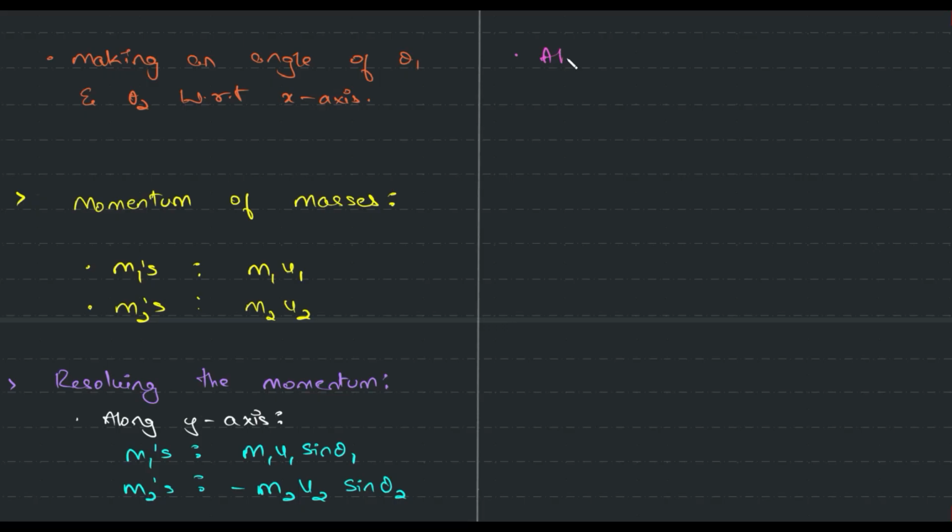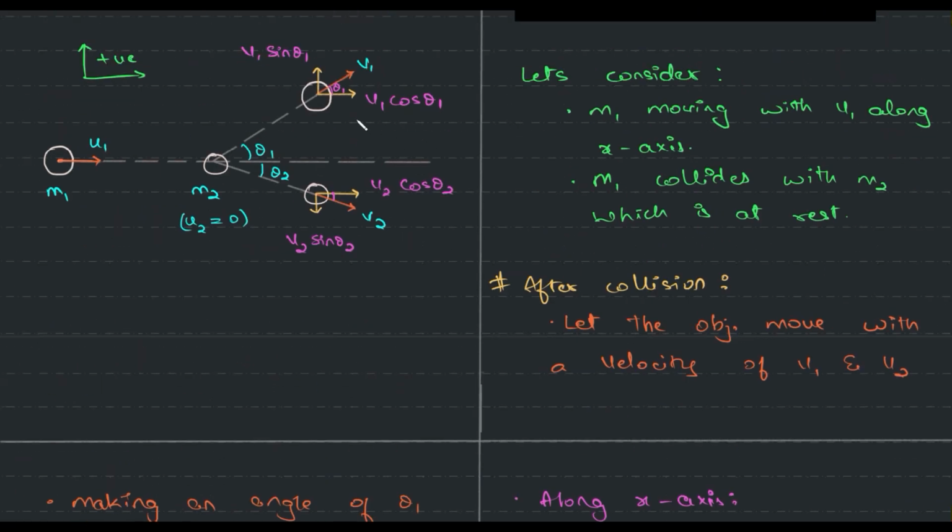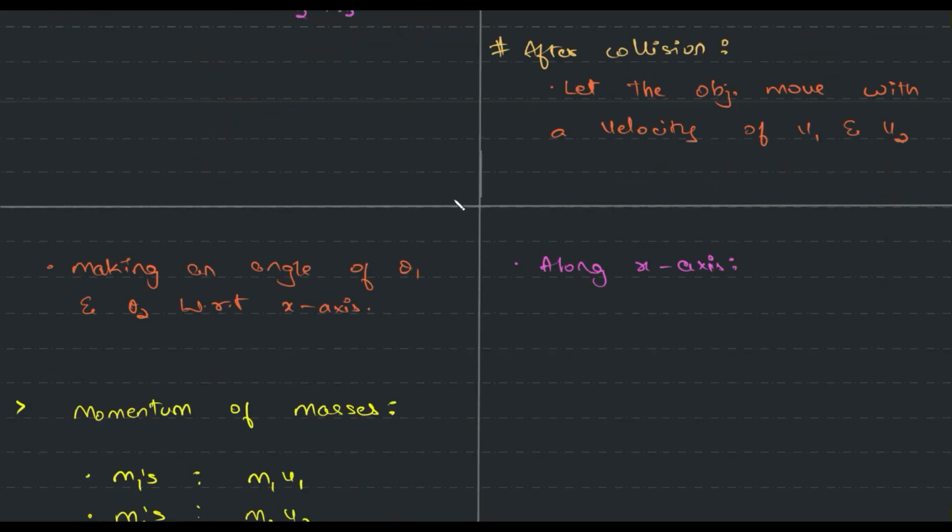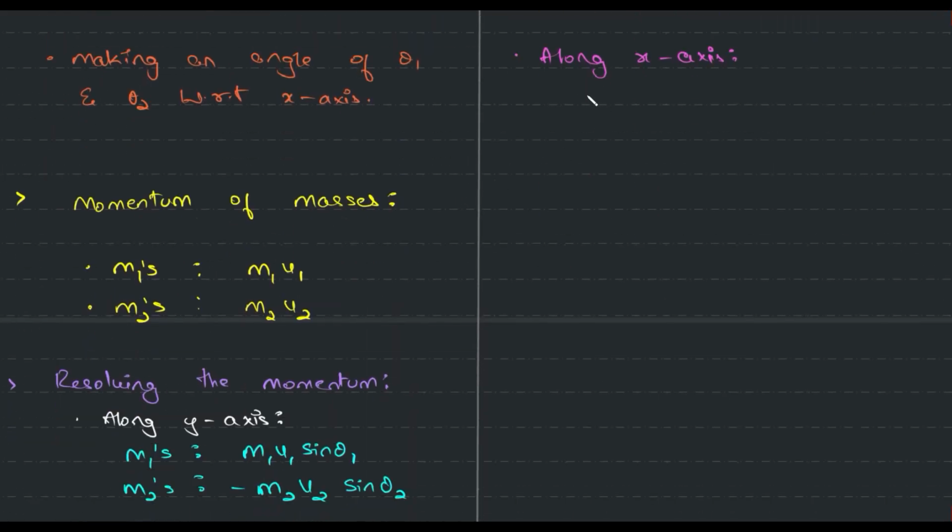Then we have along the x-axis. Along the x-axis, all of this will be cos. Again, we're just approaching everything systematically, nothing else. So m1 will be m1 v1 cos theta 1, and m2 will be m2 v2 cos theta 2. All this is well and good.